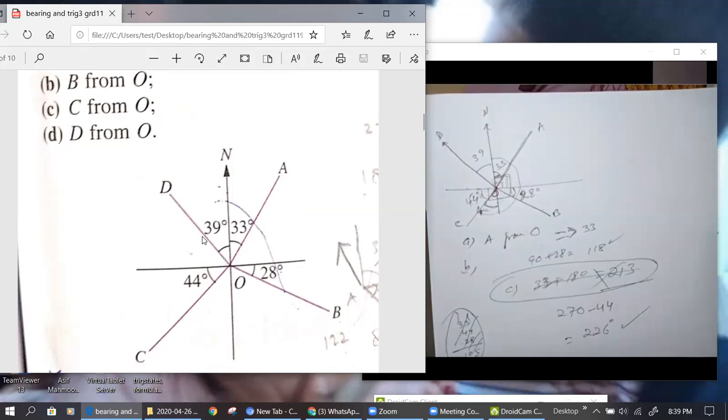180. What will you do? 270. Then 270. One second. How much is the total? 270 plus 59 will be 329. First you subtracted from 90 degrees, and then you added that. Why don't you do 360 minus 39? 360 minus 39. Yeah, okay.